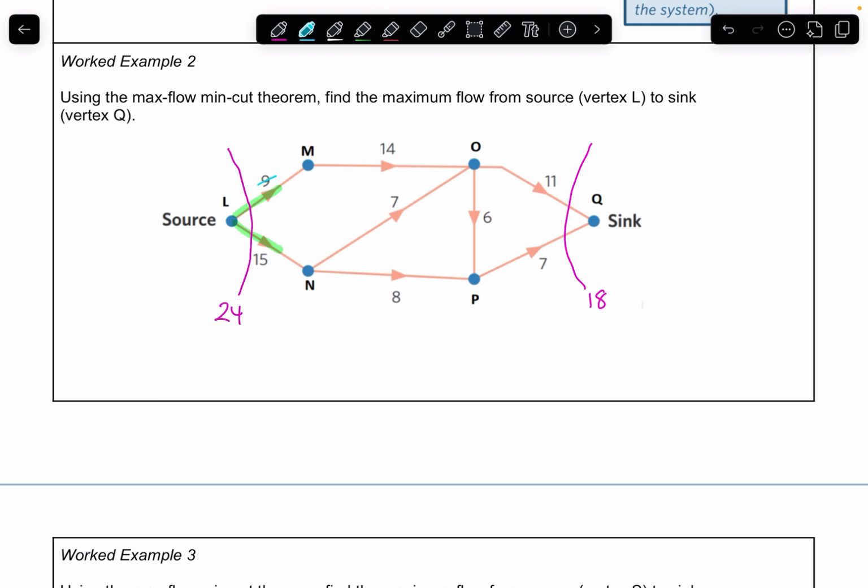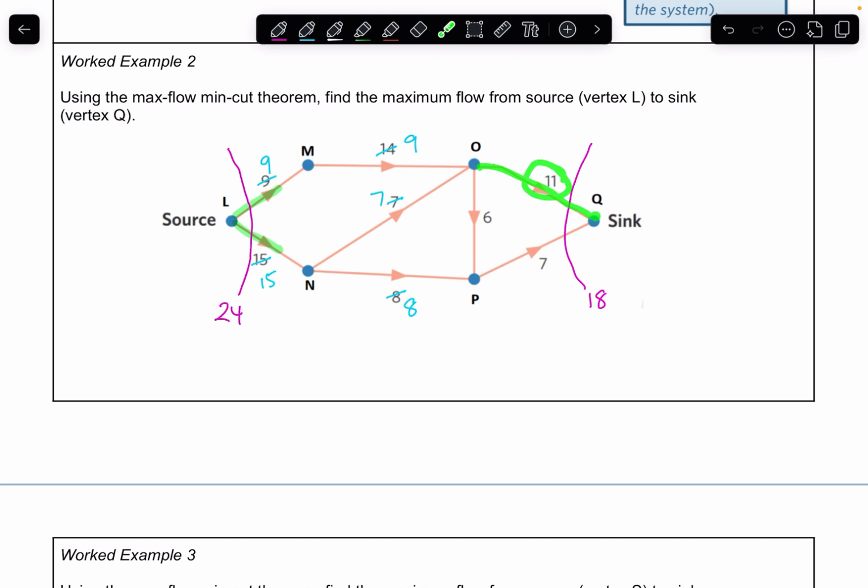So if I flow through, that's 9, that's 15. I've got 9 coming through, so I've only got 9 coming out. If I've got 15 coming this way, I can take 8 this way and 7 this way, which is 15. So both of those are going to be at full capacity. And then I've got 7 and 9 coming in here, which is 16. I've got 11 and 6 coming out. Now that's 17 coming out, so I can't make them maximum.